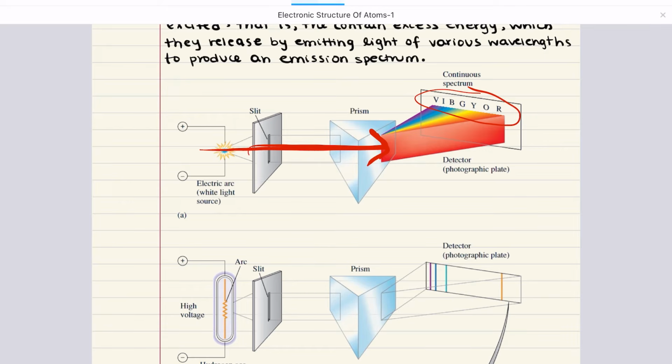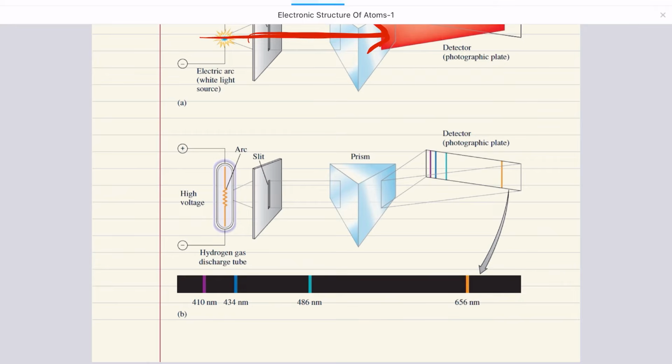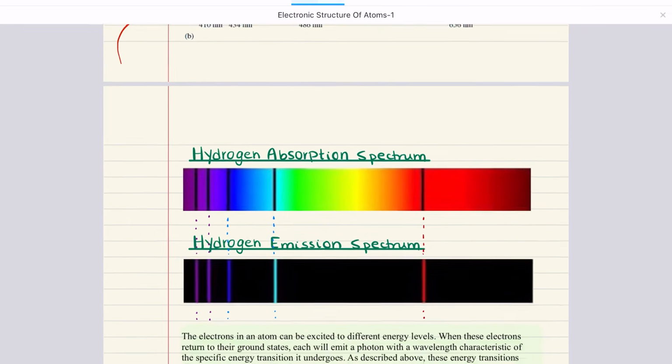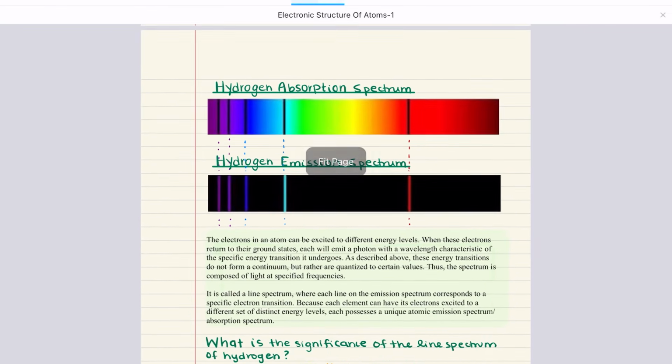In contrast, when the hydrogen emission spectrum in the visible region is passed through a prism, you only see a few lines, each of which corresponds to discrete wavelengths. And the hydrogen emission spectrum that you see here is called a line spectrum. So from here, we should start to think, well, what results in an emission spectrum? And in addition, it's also important for us to equally talk about absorption spectrum.